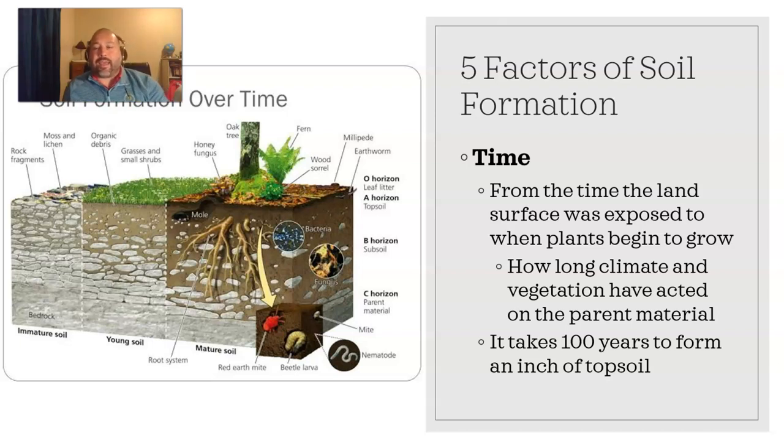But when we're specifically talking about time and soil formation, we're talking about the idea of when the land surface was exposed to when plants begin to grow. So this idea of when this weathering process started to happen, and then we've got plants growing and soil forming, and we're getting to the point where we're going from bedrock to mature soil. And really we want to focus on how long the active soil formation factors, so climate and vegetation, have been acting on the parent material. That's what we think about when we think about time: how long does it take when we start with this and the weathering process starts, to where we end up with this, with all of these things happening in there, and how long is that going to take?